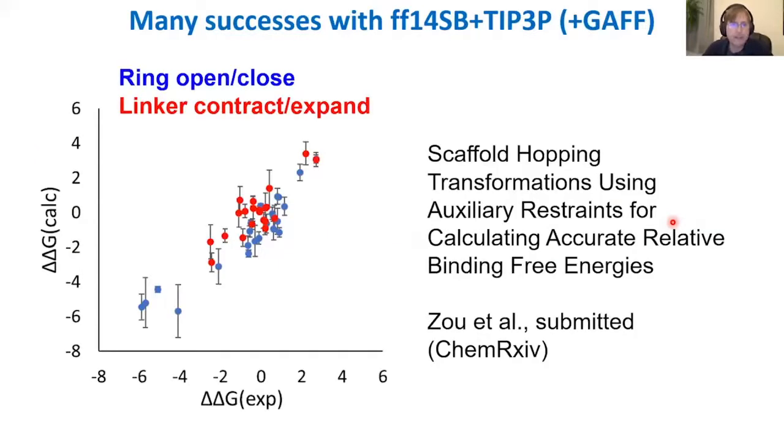This is a more recent one that's ligand binding to proteins using ff14SB, TIP3P and the GAFF small molecule force field. This one's not out, but there's a preprint out on ChemRxiv if you're interested. And these were all on ligands where we had to do ring opening and closing or linker contraction or things that would normally be considered very challenging. And by using some restraints, we showed that even though these were pretty large transformations for an alchemical calculation, we again got pretty good correlation with experiments.